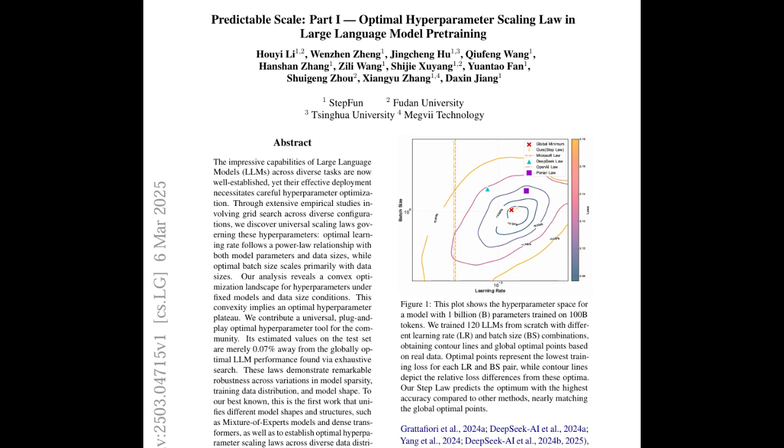I'm curious, how did they even come up with this step law in the first place? Did they just randomly train thousands of LLMs and hope for the best? Not exactly. It was a really methodical process.